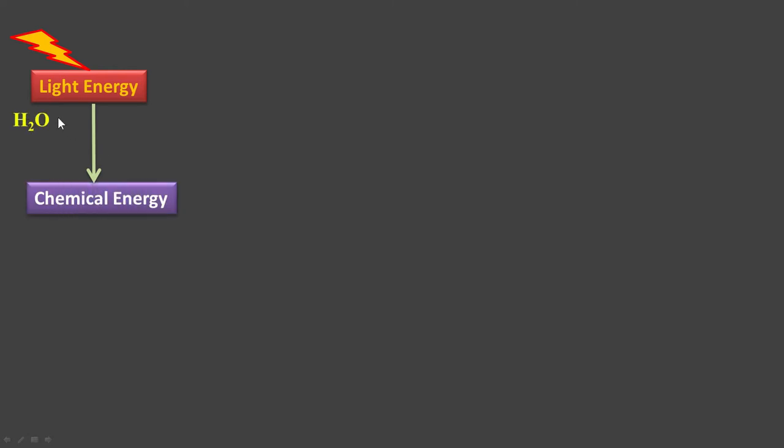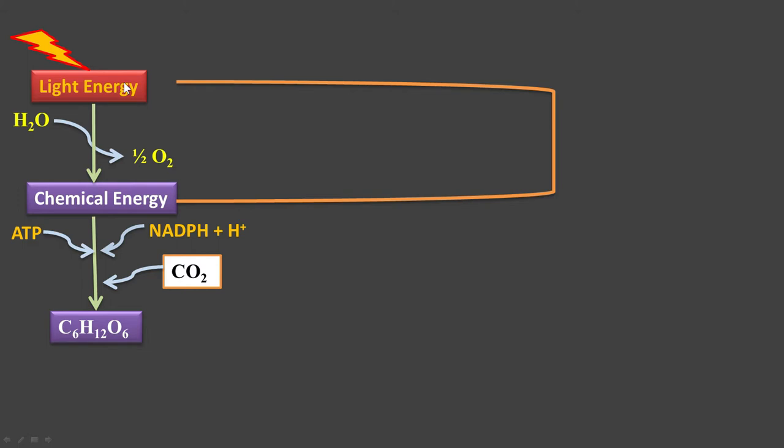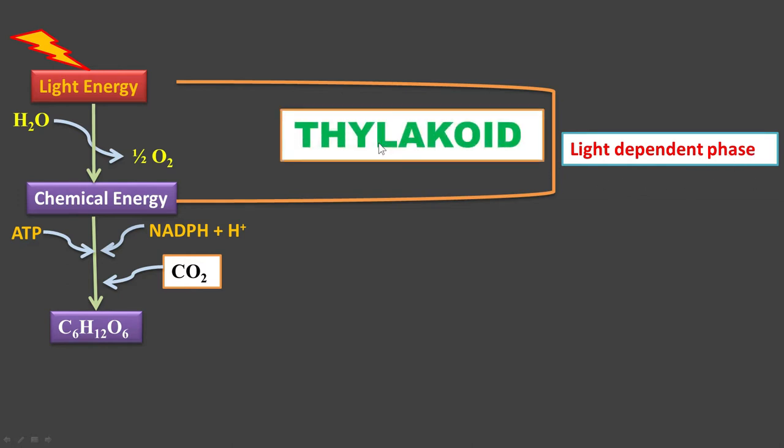Today we will understand one of the important events of plant physiology in which light energy is converted into chemical energy. Water molecules are also photooxidized to produce oxygen. Chemical energy in the form of ATP and NADPH is further utilized to reduce carbon dioxide into carbohydrate. The phase in which light energy is converted into chemical energy is called the light dependent phase or light reaction, and that takes place in the thylakoid.